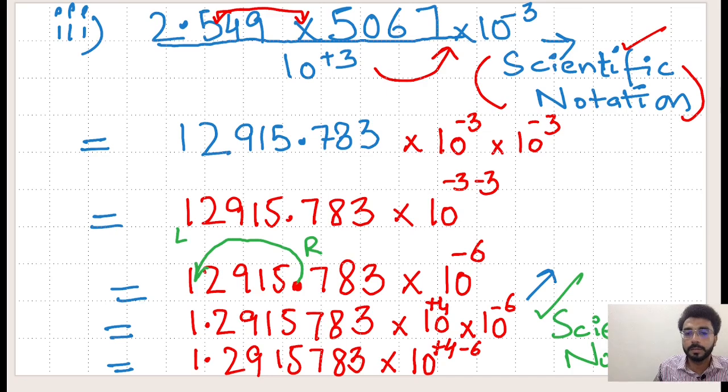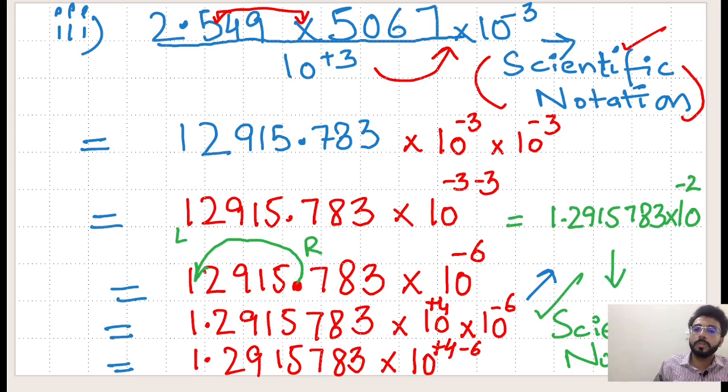in green color, 1.2915 into 10 raised to the power negative 2. So this is our final answer in scientific notation because the decimal point is after the first left hand side non-zero number. The answer is already in scientific notation. So move to the next part of this question.